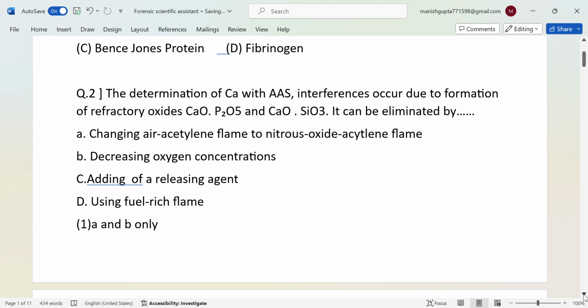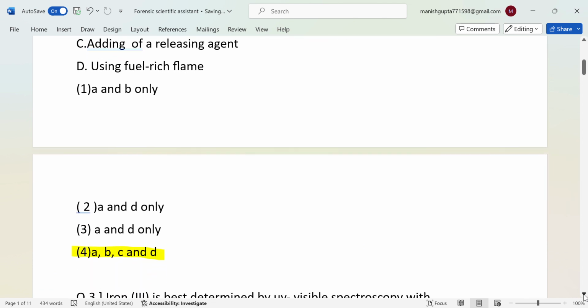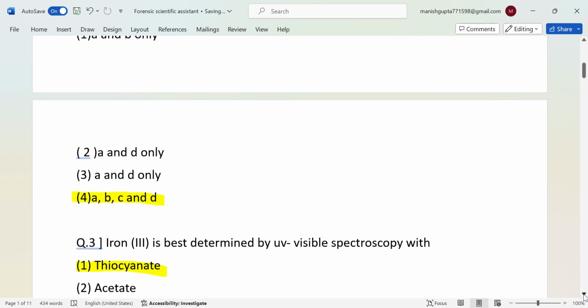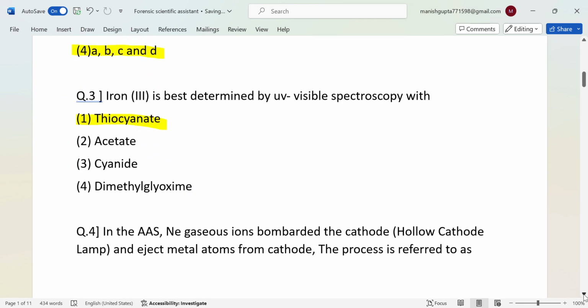Option B: decreasing oxygen concentration. Option C: adding a releasing agent. Option D: using fuel rich flame. What is the correct answer, friends? Option A, B, C, D. All are correct answers. Now we are going to move on to question number 3.